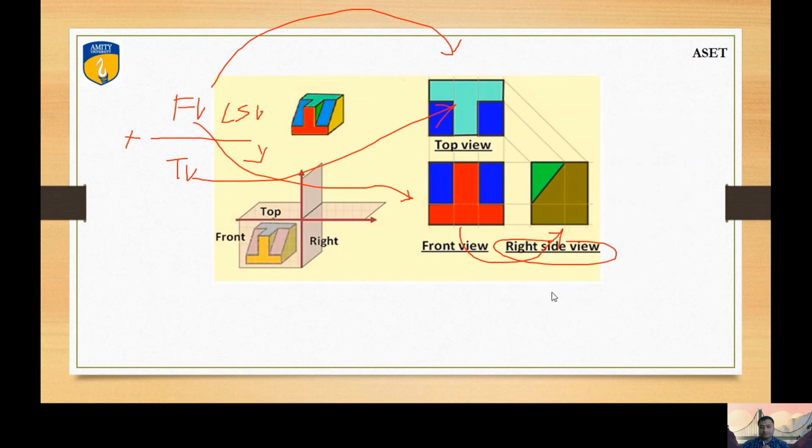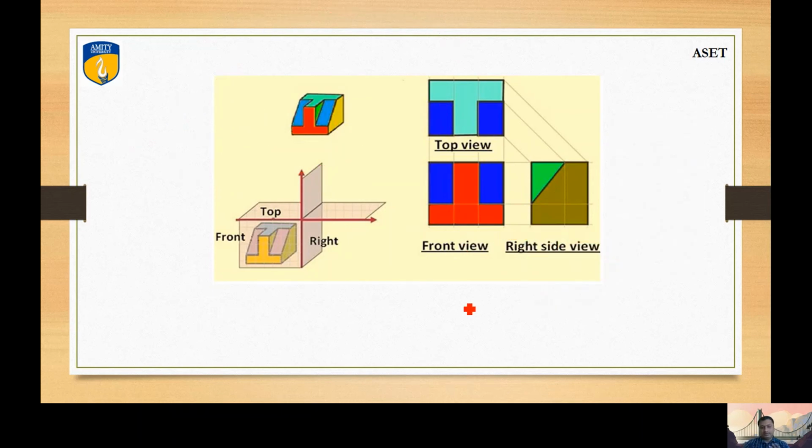You can rotate it if you want. Just imagine, and rotate by keeping your object in the third angle, and you can see how the HP is going to rotate. But the conclusion you should keep in your mind is: in the third angle, the front view will be below, the top view will be above, and the right side view will be on the right side.